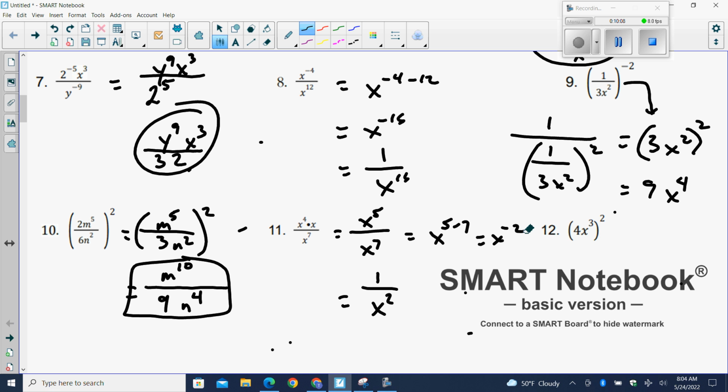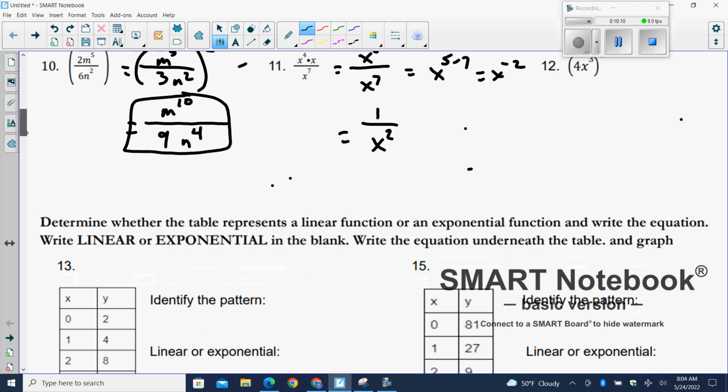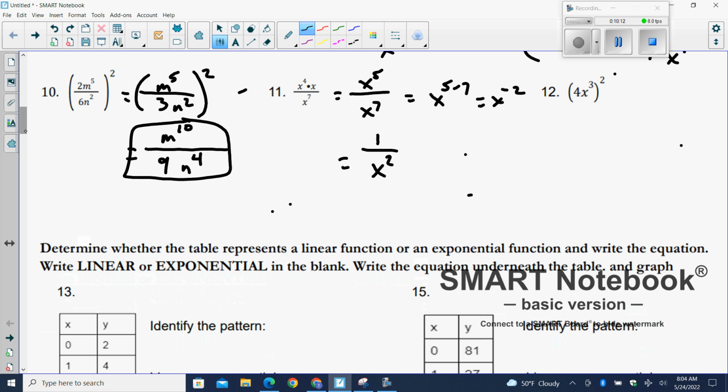Okay, that smart notebook, it's kind of in the way. All right, we've done this one 2 or 3 times. I'm going to square the 4. I'm going to square the x to the third and get x to the 6th. We multiply exponents. All right, one of the standards on the test is being able to simplify terms with exponents.